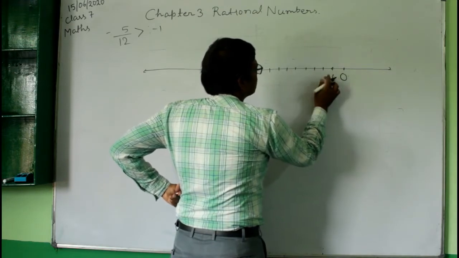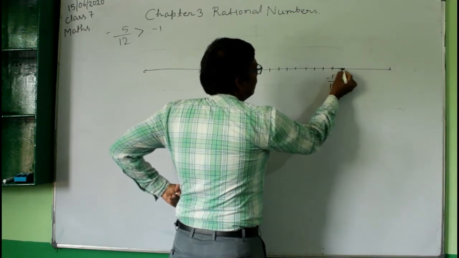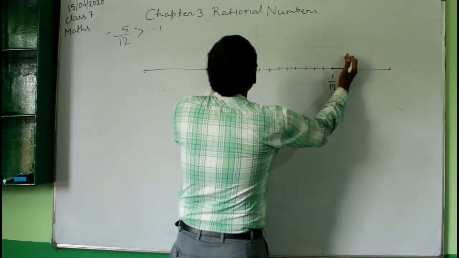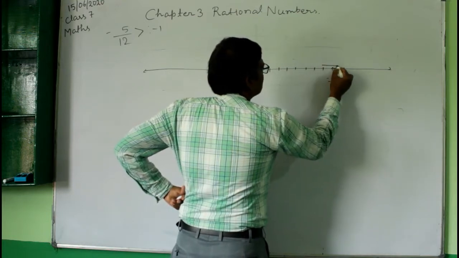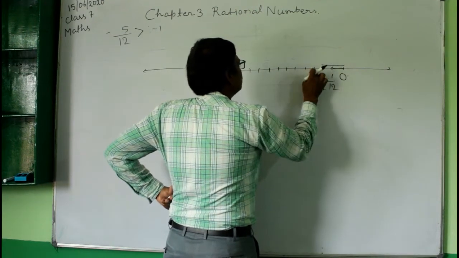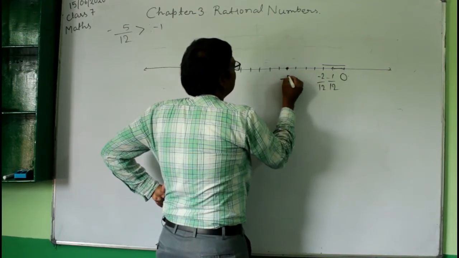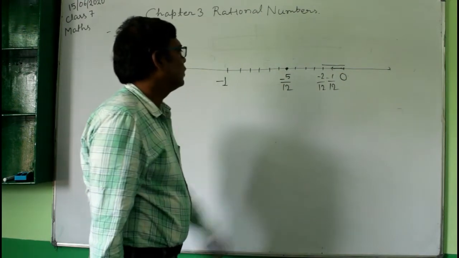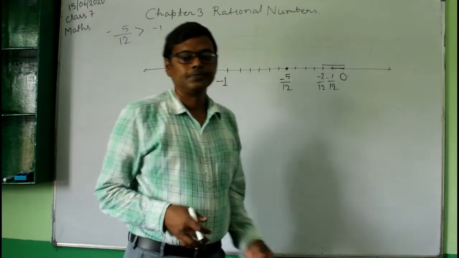If you just remove the sign, then this distance is 1 by 12th of this whole part. That is, if the whole is suppose 1 kilometer, then this will be 1 by 12 kilometer. And this distance will be equal to minus 2 by 12 kilometer and so on. So minus 2, minus 3, minus 4, minus 5. So this is our required point. So this will be minus 5 by 12. Okay. So in this way we can locate any rational number on a number line precisely.